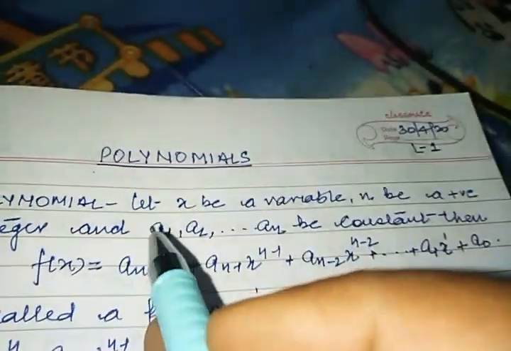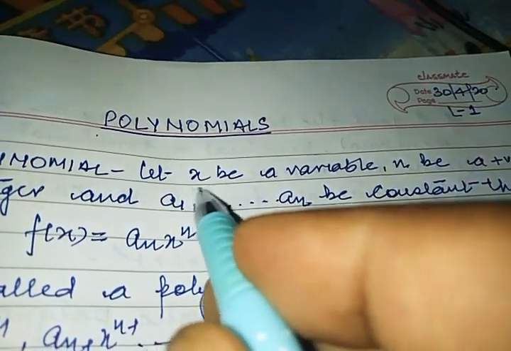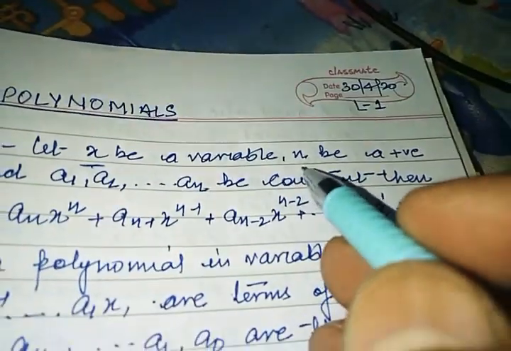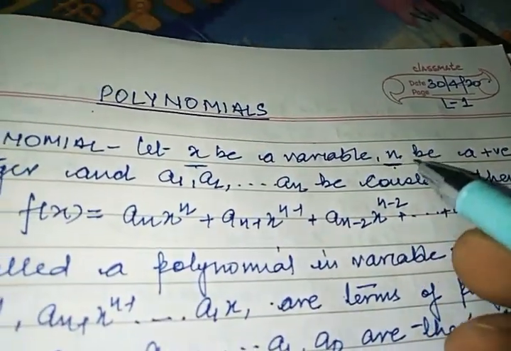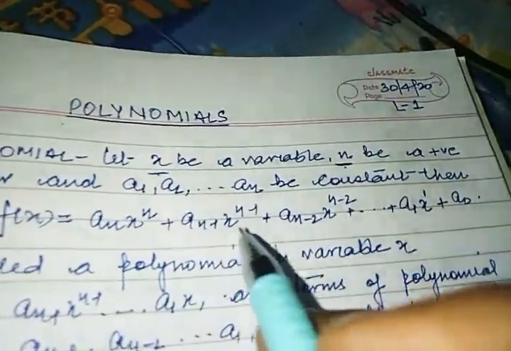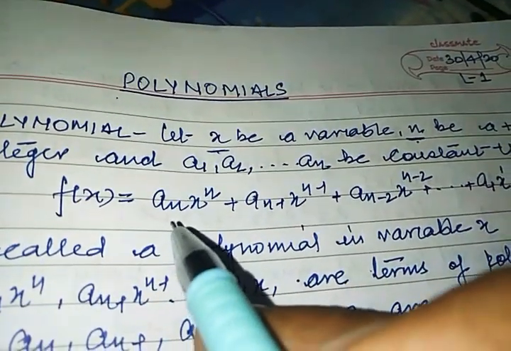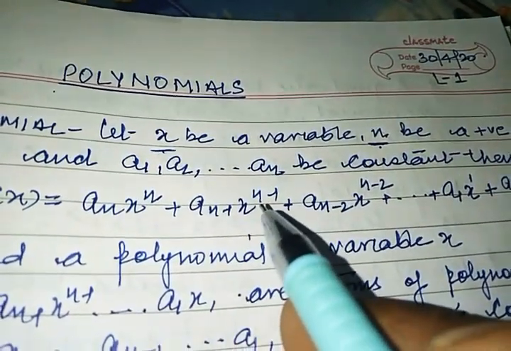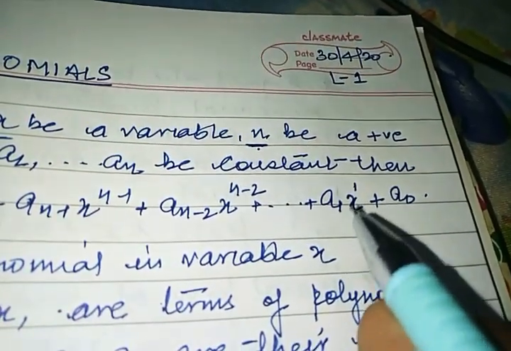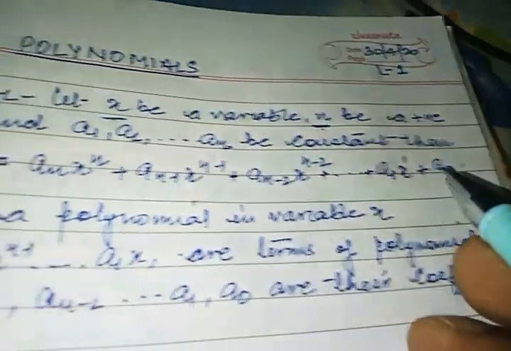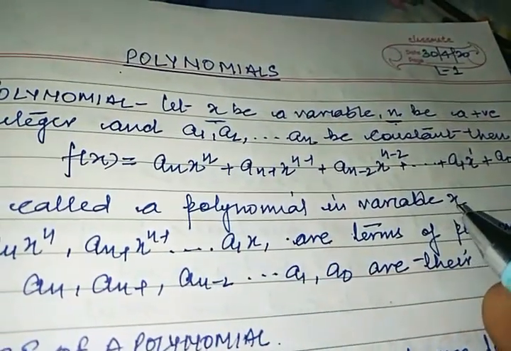A polynomial. Let x be a variable and n be a positive integer. Remember those things. n be a positive integer and a1, a2, an be constants. Then we write f(x) = an x^n + a(n-1) x^(n-1) + a(n-2) x^(n-2). Continuing this way, we go to a1 x^1 then a0. This is called a polynomial in variable x.